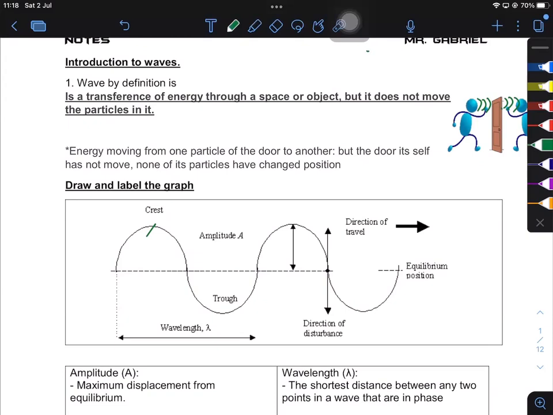Oh, direction of travel. I'll explain that later on. You just copy it down first. Oh, ignore that part. You don't need to know it. It's basically the vibration. Wavelength. Yeah, this one. Wavelength is the symbol. Yeah, it's a symbol for wavelength.